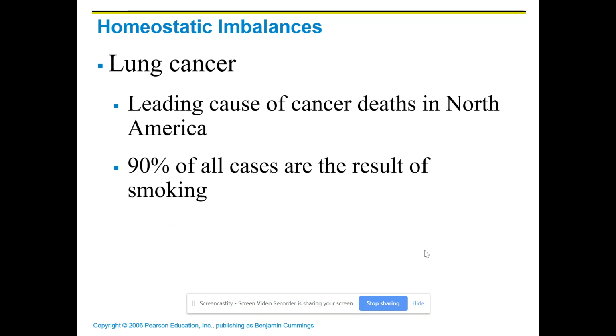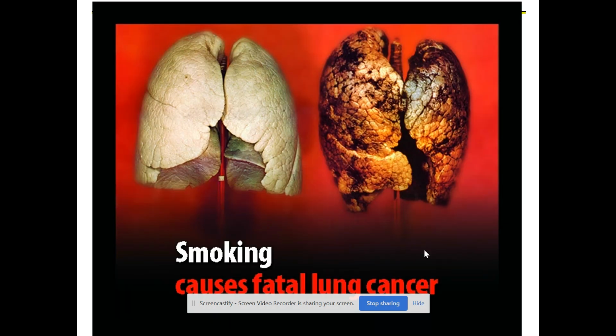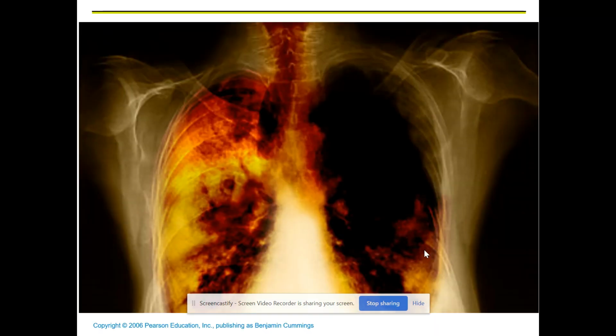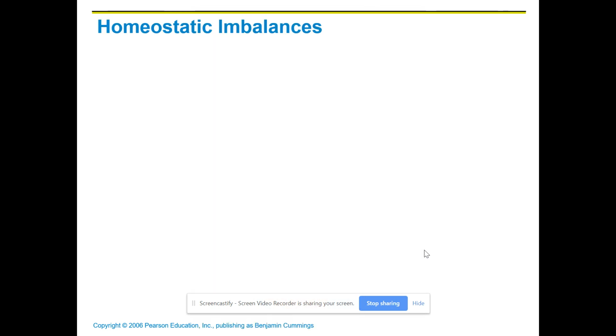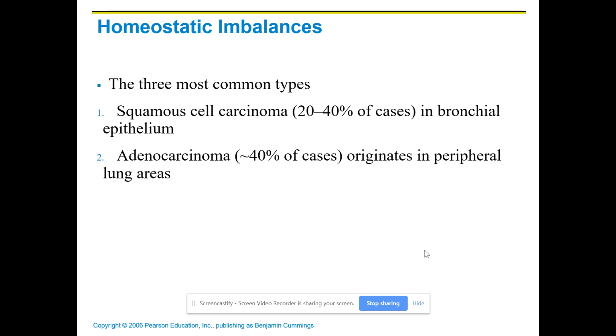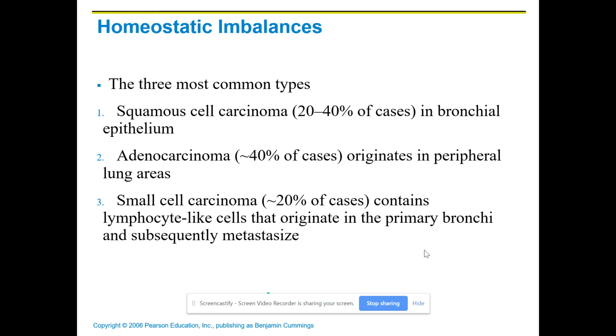And then there's lung cancer. Lung cancer is one of the leading causes of cancer deaths in North America. And almost all lung cancers are caused by smoking. So if you look at what smoking does to the lungs, you can see huge differences. There are three most common types of lung cancer: squamous cell, adenocarcinoma, and small cell carcinoma.